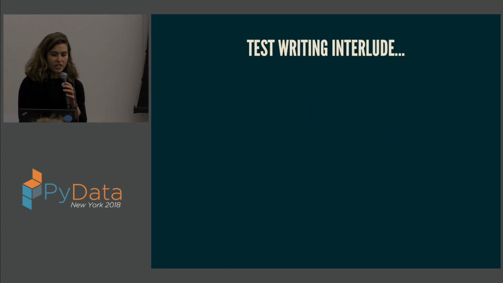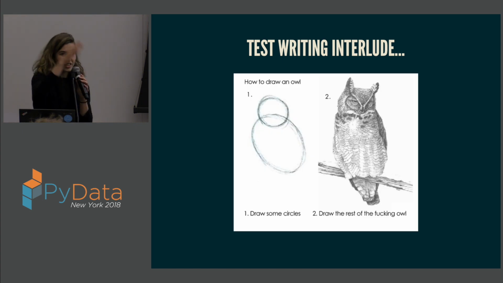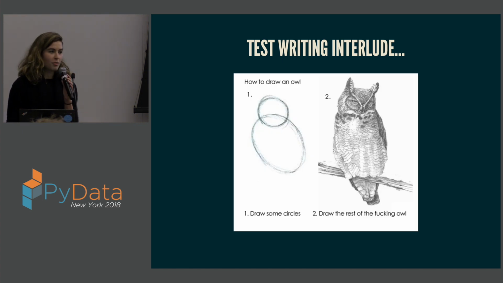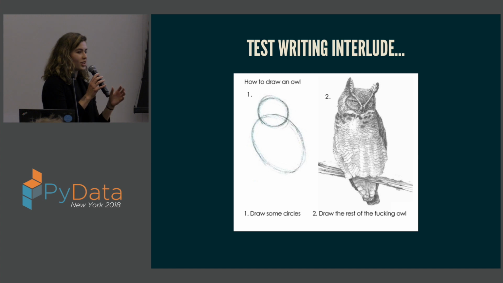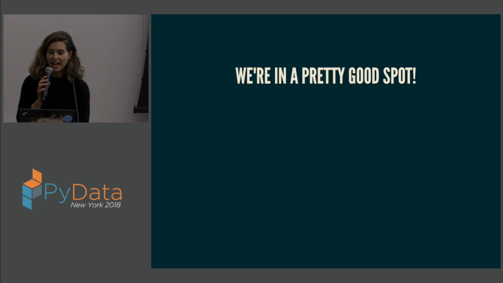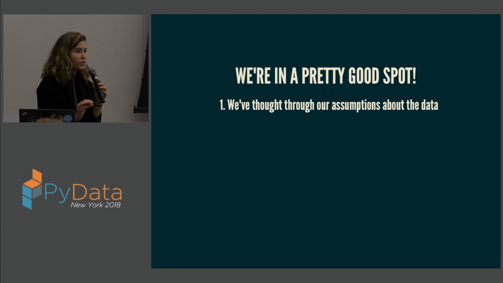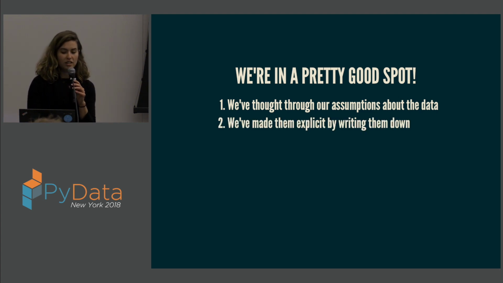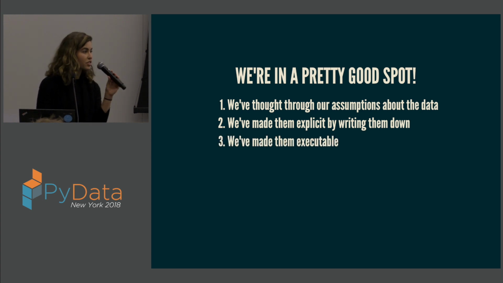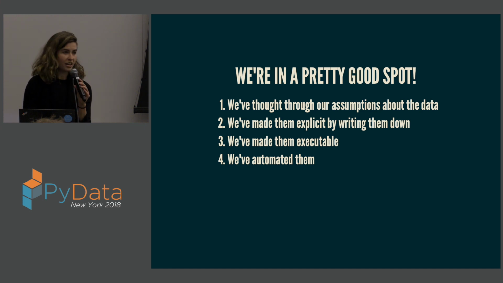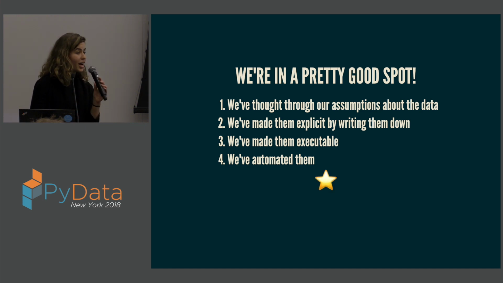And so we can take all of the other assumptions that everyone in this room came up with, and we can write test methods for all of those as well. And we're in a pretty good spot at that point, right? We've thought through our assumptions about the data. We've made them explicit by writing them down, and we've made them executable by writing them inside test methods. We've automated them, and I think we get a gold star.